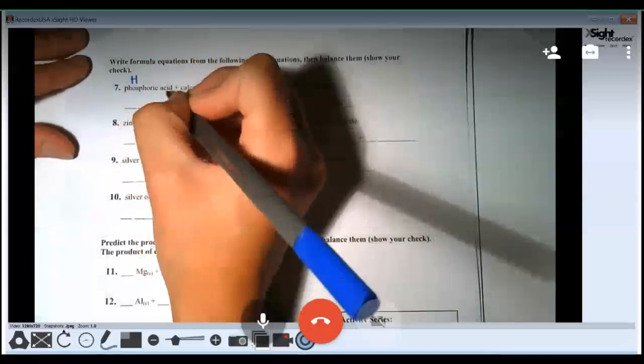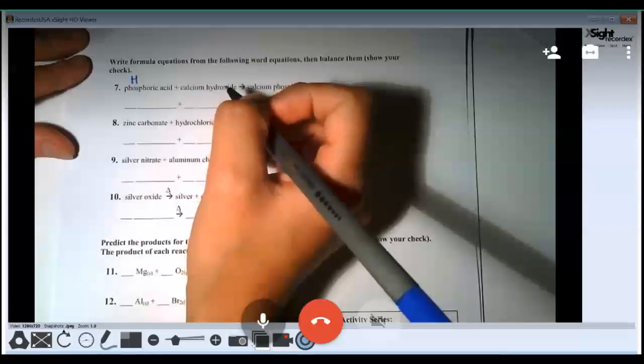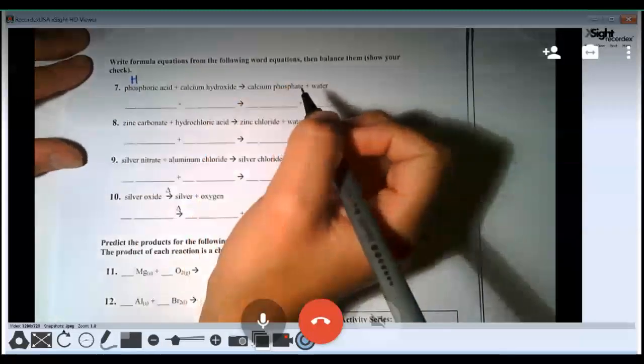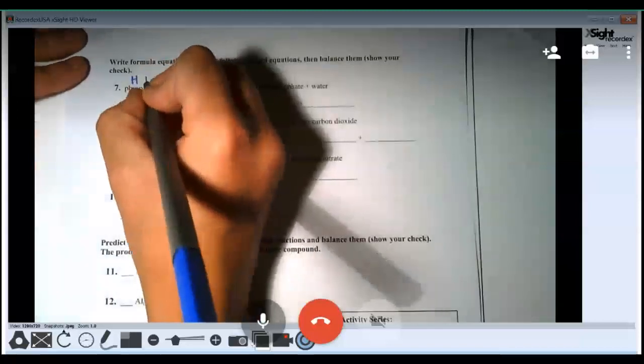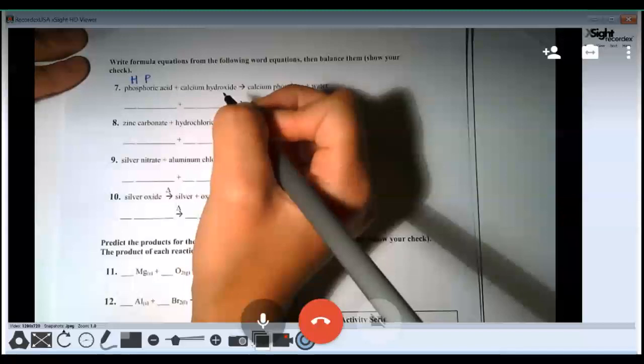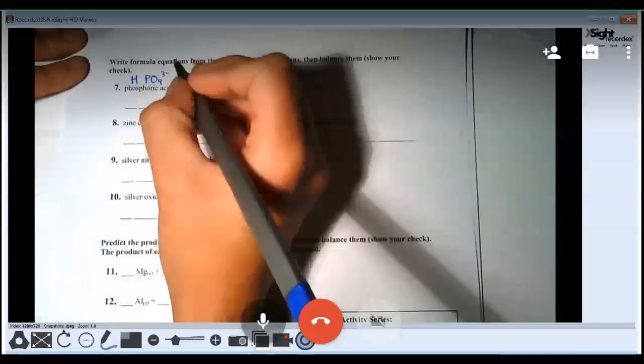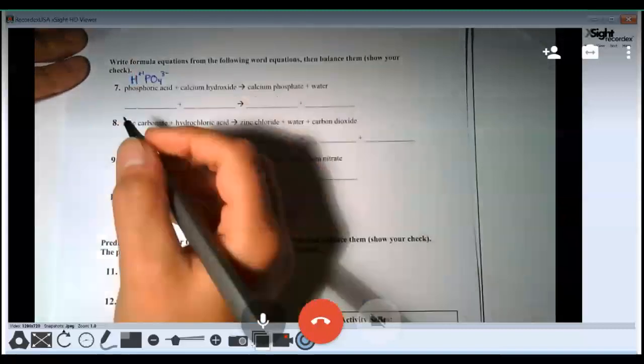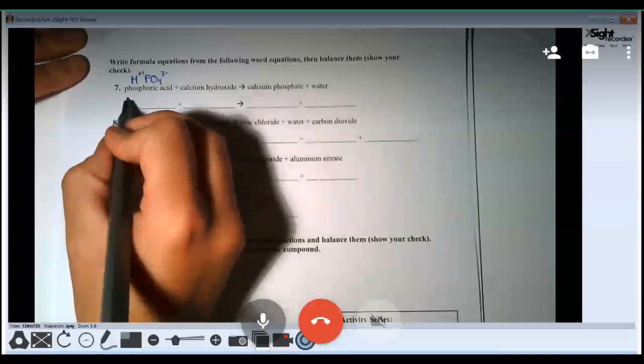Okay, so phosphoric acid. So is this going to be an element or a polyatomic ion? It's going to be a polyatomic. Okay, and what polyatomic ion is it going to be? Phosphate, which is PO4 with a 3 minus charge. And we know hydrogen's a +1. So what do we get when we crisscross? H3PO4. Perfect.